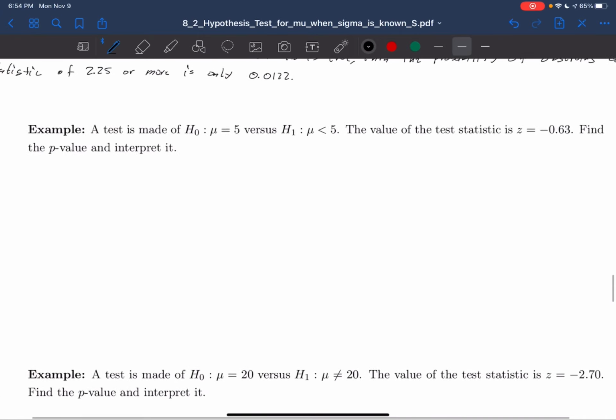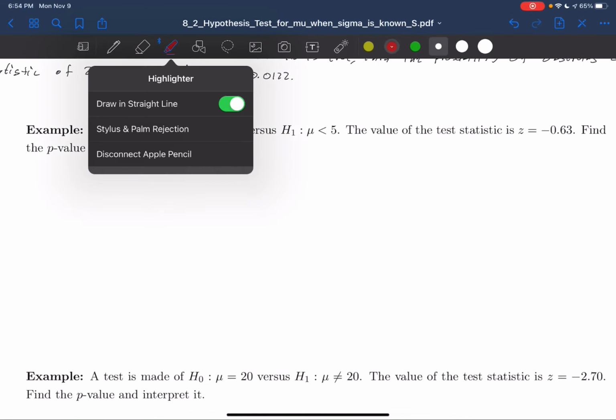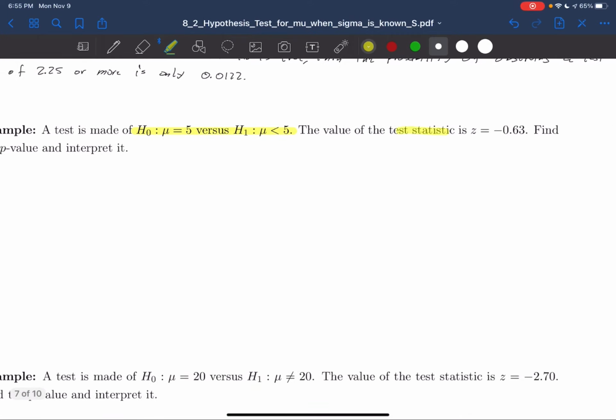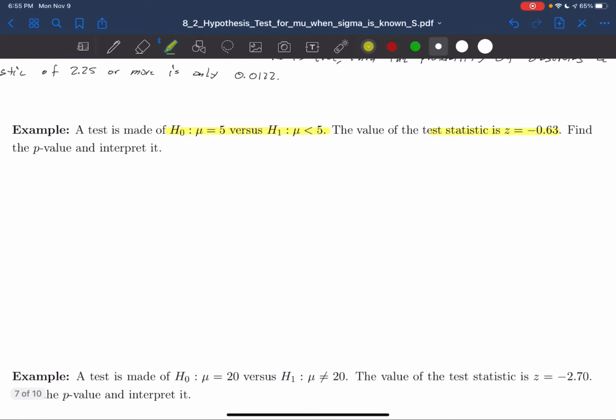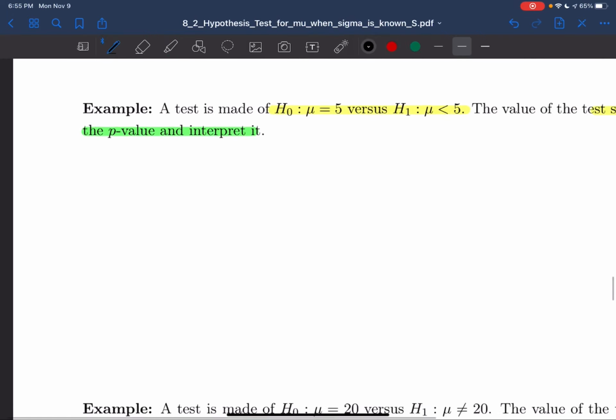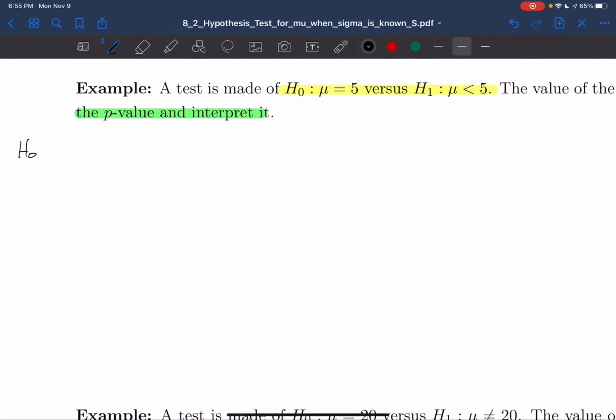How about this example? We have this test where mu is equal to 5 versus our alternative hypothesis, mu is less than 5. And they already gave us the test statistic z, which is negative 0.63. We want to find the p-value and interpret it. So here our test will be H naught, mu is equal to 5, and H1 would be mu is less than 5.